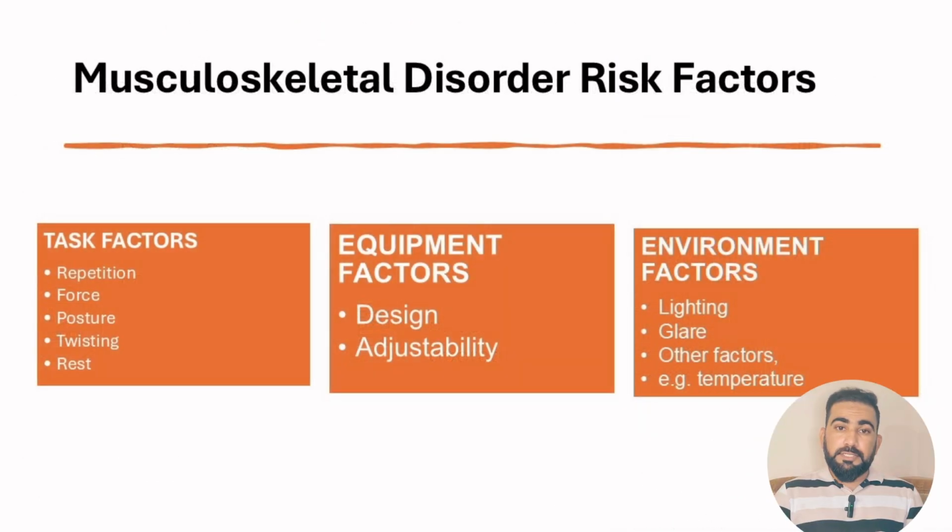There are several key risk factors that contribute to musculoskeletal disorders, and they generally fall into three main categories: the task, the equipment, and the environment. Starting with the task factors, things like repetitive movements, excessive force, awkward postures, frequent twisting, and lack of rest breaks all put extra stress on the body. Then there are equipment related risks, especially when tools or furniture lack proper design or adjustability to suit different users. Finally, the working environment plays a big role. Poor lighting, excessive glare, or even uncomfortable temperature can force workers into strained positions or reduce their focus, increasing the chance of injuries. All of these elements combined can create a high risk setting for musculoskeletal issues if not addressed.